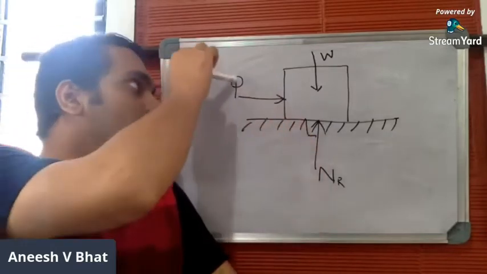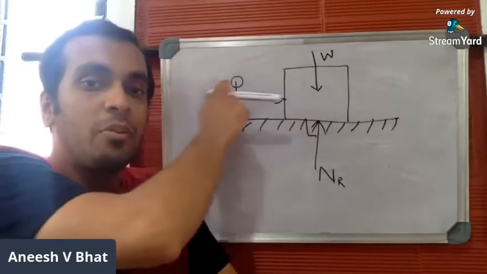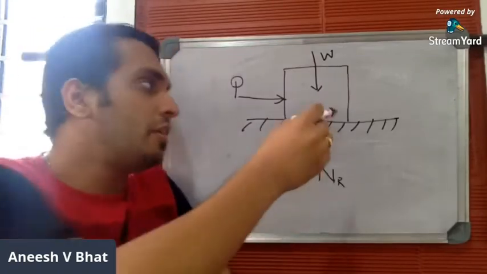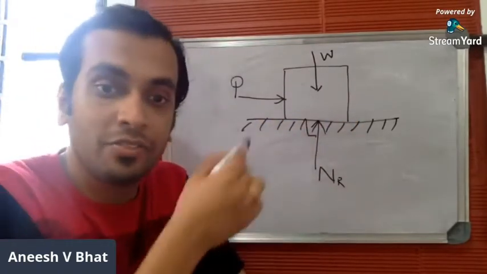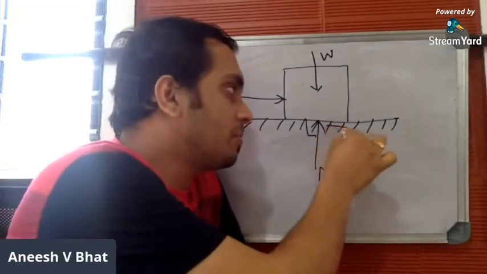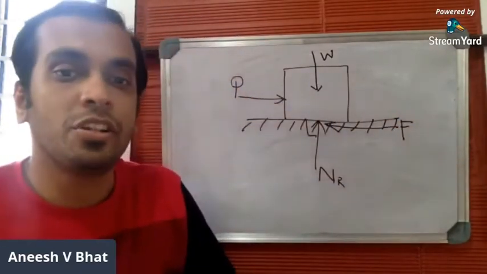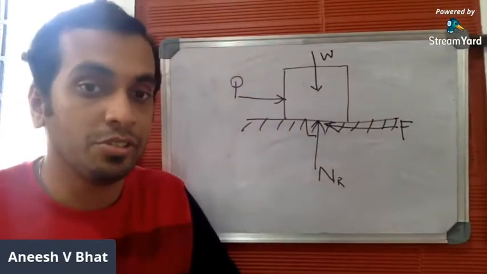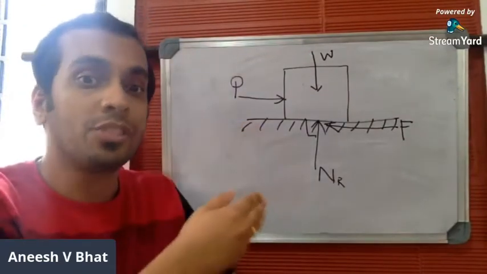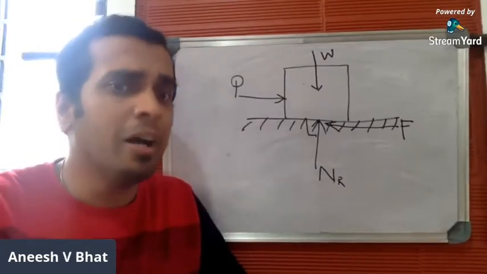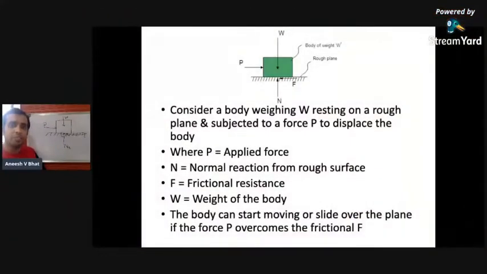Now here let us consider that external force P pushes the body horizontally to the right. So when the body moves horizontally to the right, how can I mark the frictional resistance? Frictional resistance will be horizontally to the left, and it will be tangential to the surface. These are the forces which I can mark as per the given slide.